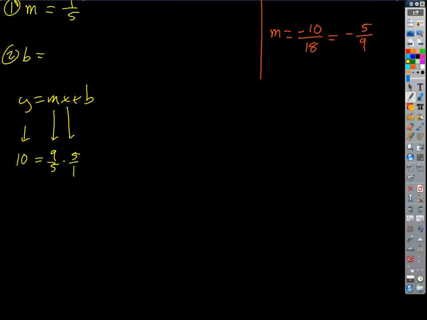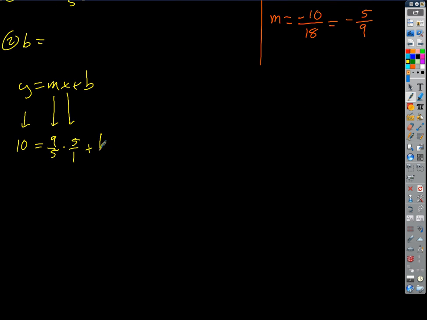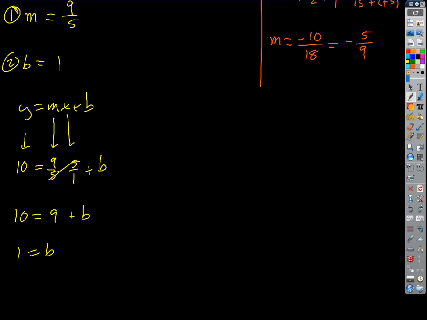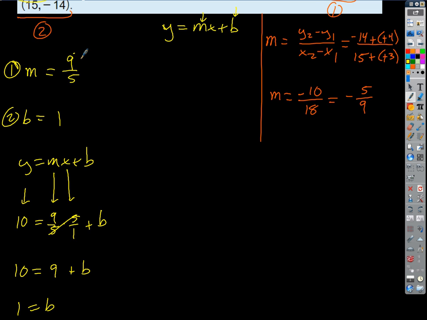Okay, plus b, and I can cross cancel. Good. So I get 10 equals 9 plus b. So what's b? 1. If I subtract 9 from both sides, everybody agree? So b equals 1. And so now that I know m and b, I can take these ingredients and write the slope-intercept form of the line. Y equals what?